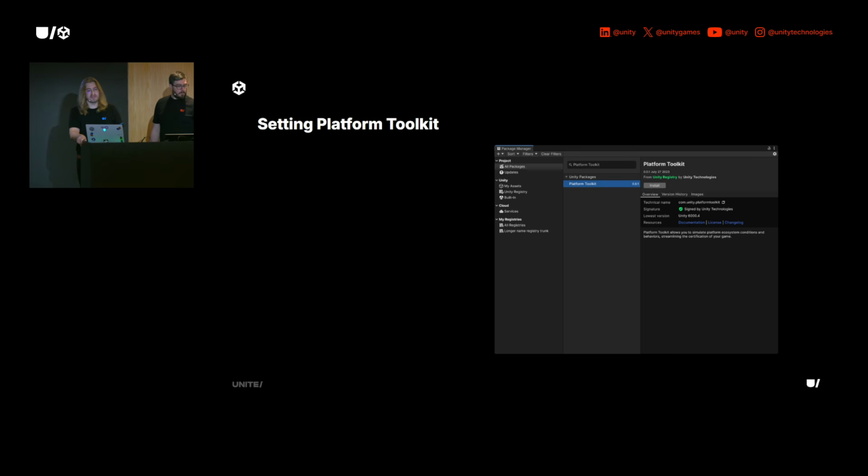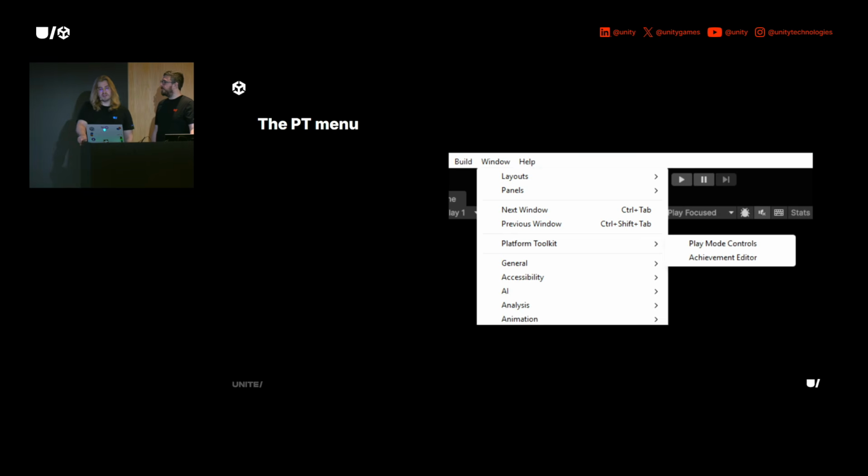The core package provides everything you need to get started: the API, all the editor tooling, and the editor implementation, so you can test all the Platform Toolkit features in the editor. The platform support packages provide everything you need to build on the given platform, plus additional behavior files that make the editor play mode behave more like the platform you installed.